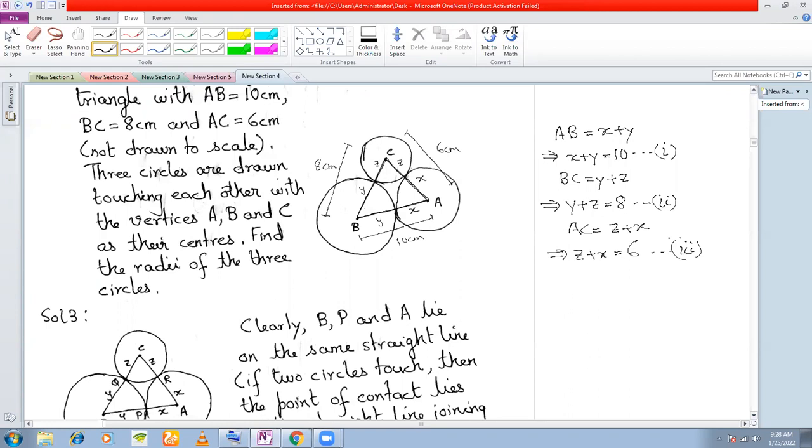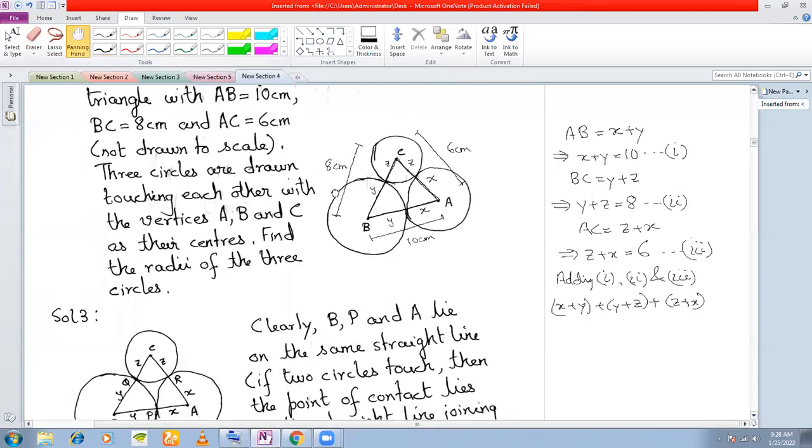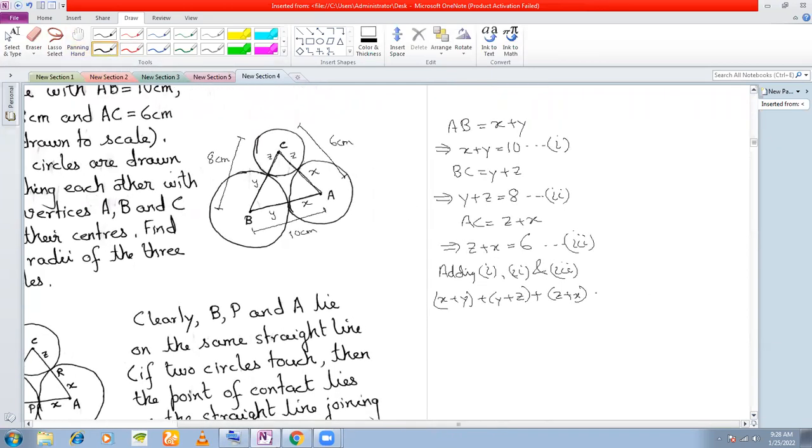Okay, whenever you get this kind of equations where X plus Y, Y plus Z, and Z plus X, and you have to solve for X, Y, and Z, this is the way you are going to follow. First, you are going to add the 3 equations. Adding 1, 2, and 3, you will get X plus Y plus Y plus Z plus Z plus X is equal to 10 plus 8 plus 6.